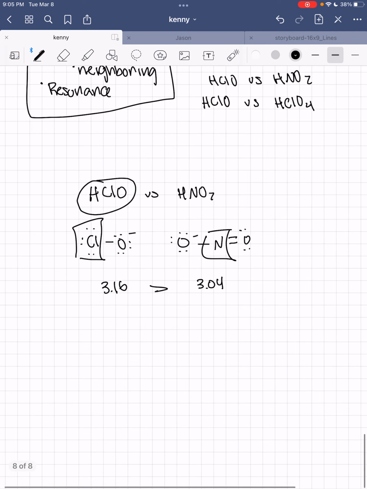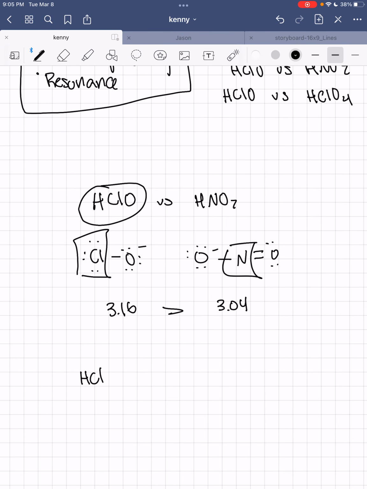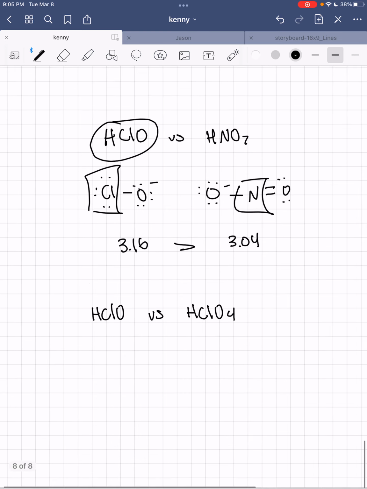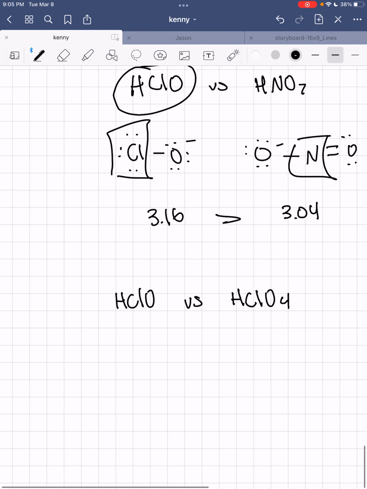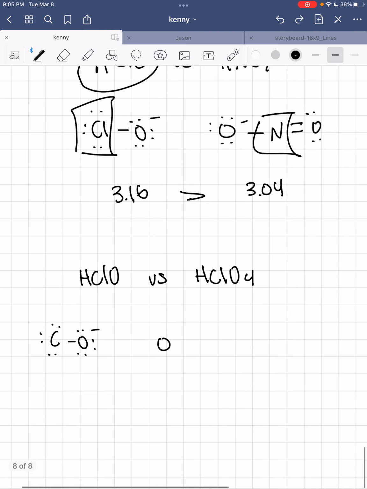And then let's just move on to the last question, which has to deal with resonance, and draw out the Lewis structure of the conjugate bases. Let me draw this a bit closer over here.